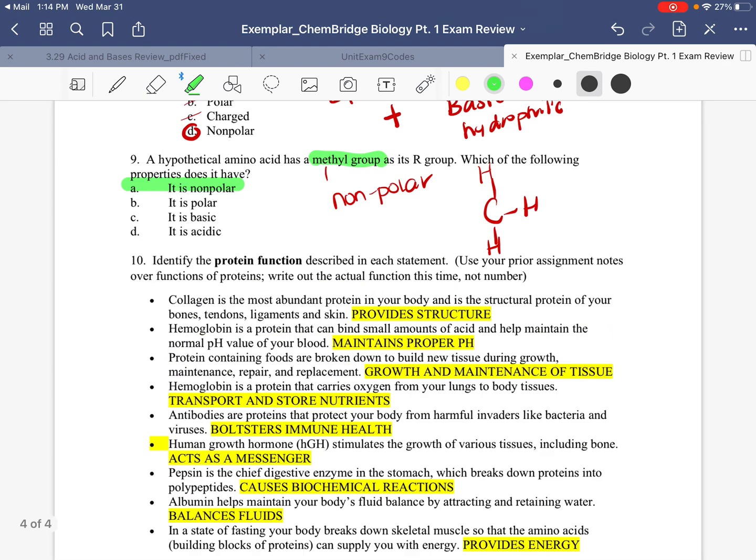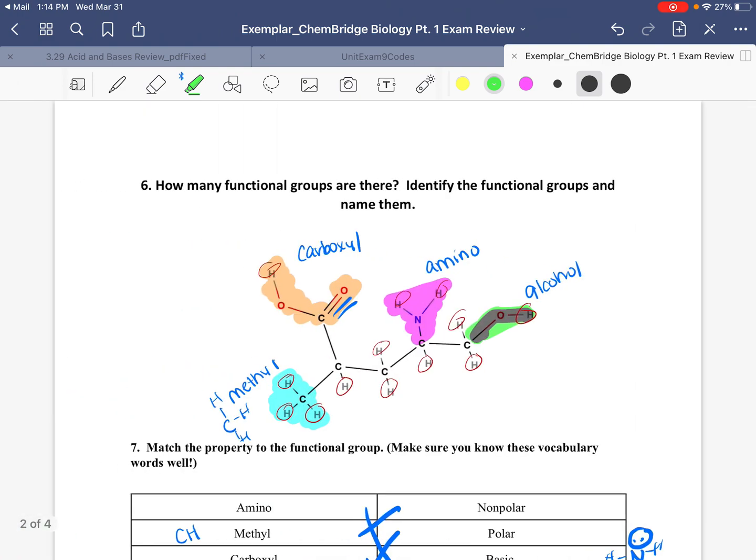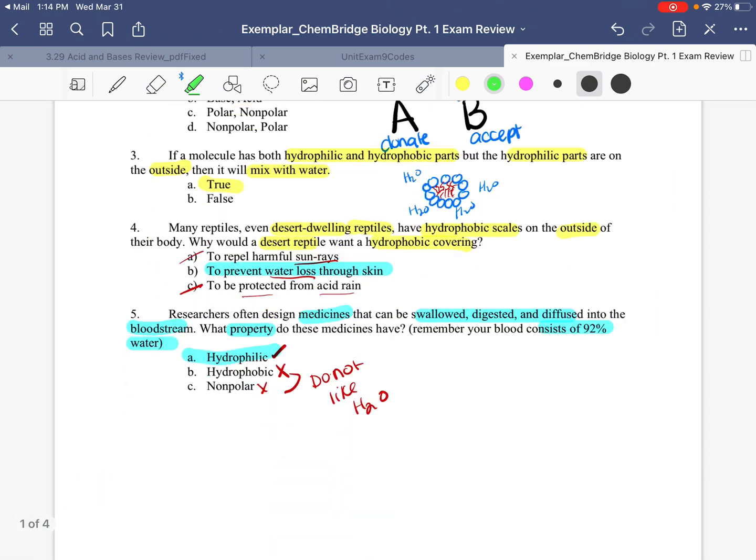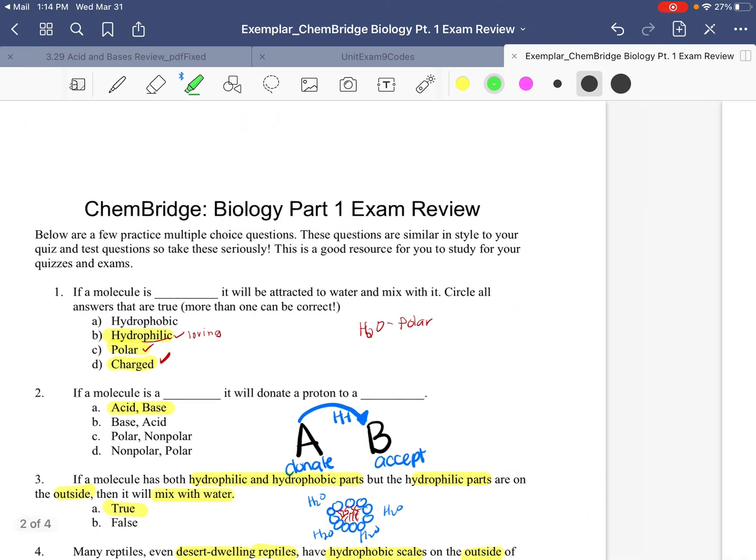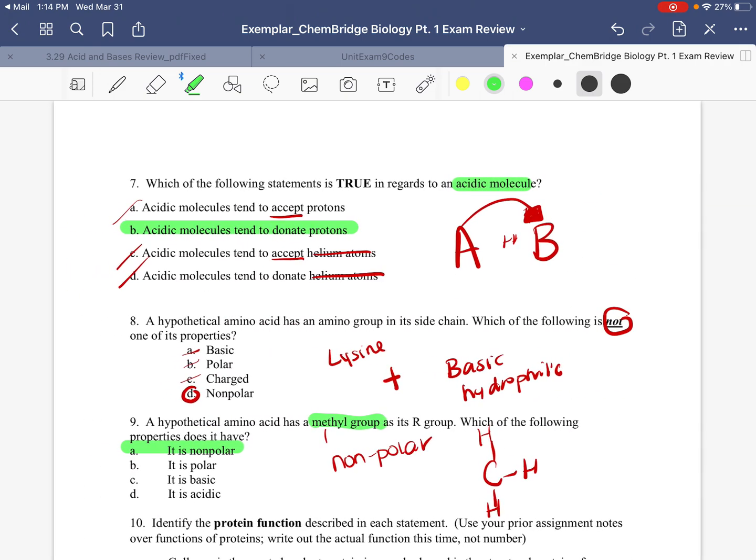I've already put the answers for you. The exemplar would be uploaded. So hopefully all of this helps, guys. Honestly, the exam is pretty simple. Just make sure to study, look over the notes, and finish any missing assignments.